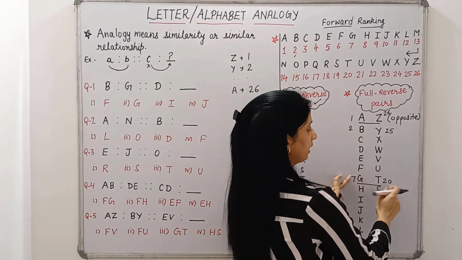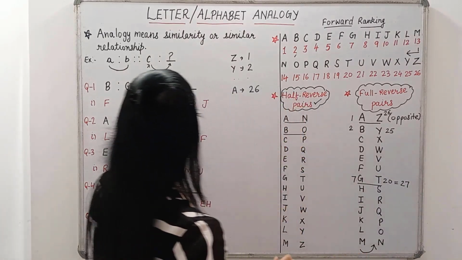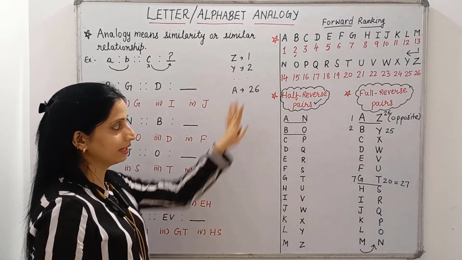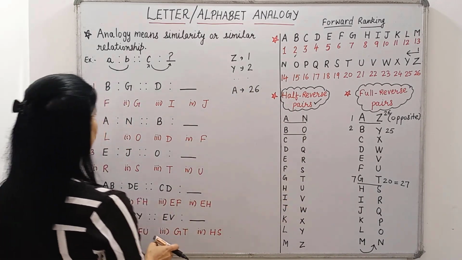So 7 plus 20 will be 27. Okay. So always before starting the questions, just write these things at a rough place. This will surely save your time. So let's begin with the questions.